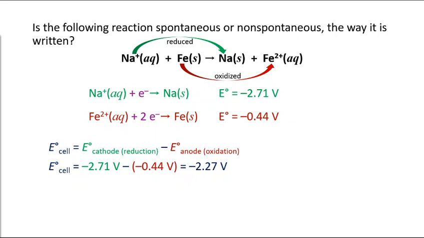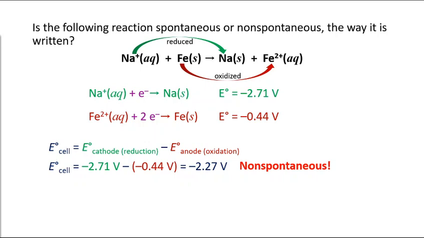As I stated a little while ago, if your standard cell potential is negative, that means this reaction is non-spontaneous. If you want a spontaneous reaction, you need to have a positive cell potential. So, how can we make this reaction spontaneous? If I have a reaction written one way and it is non-spontaneous, reversing that reaction will make it a spontaneous reaction.